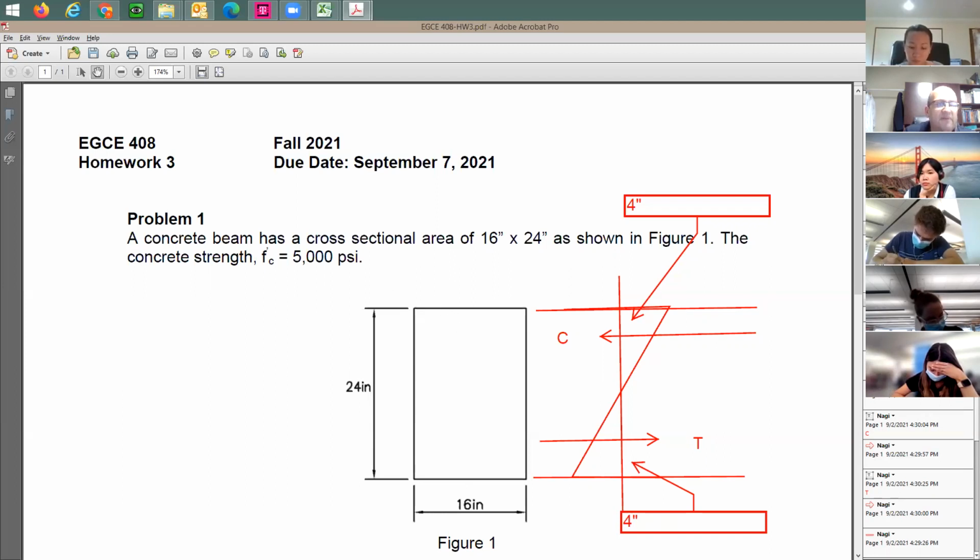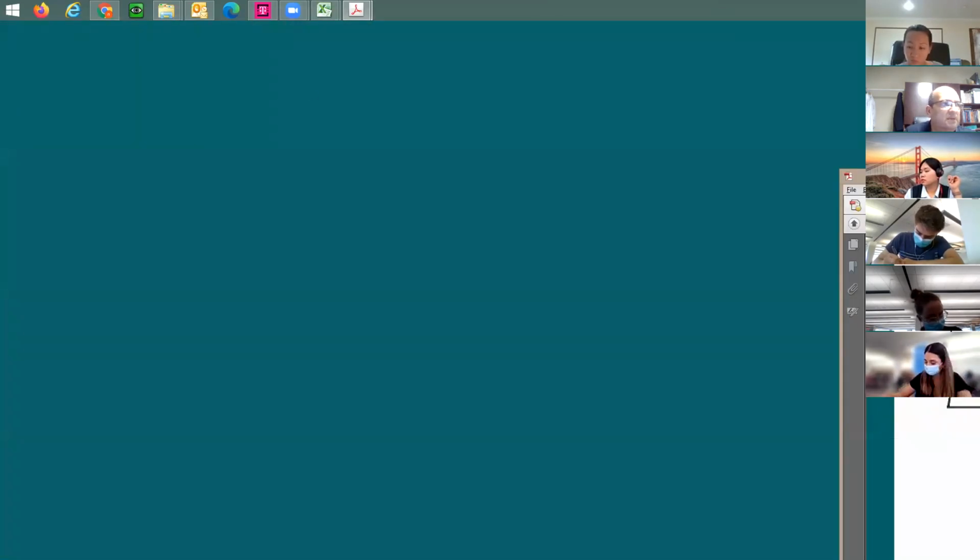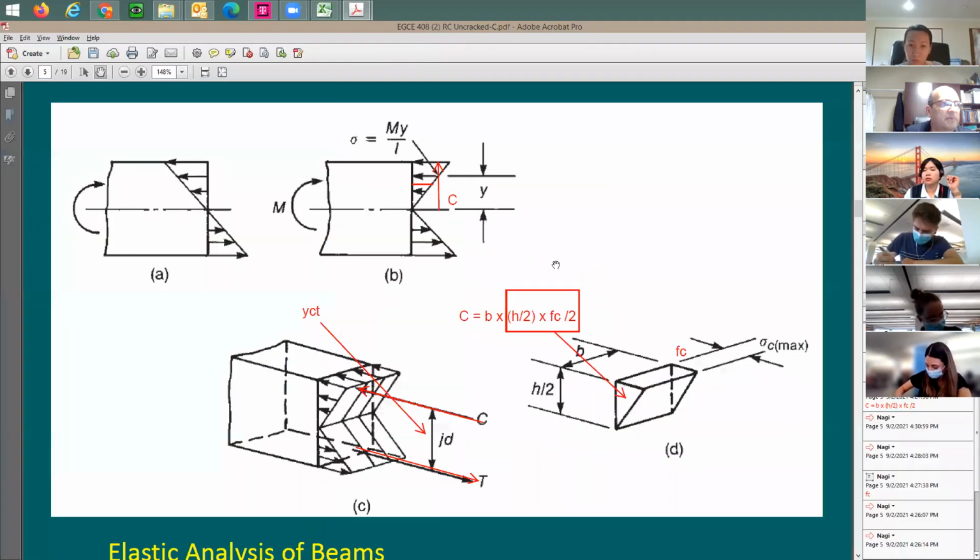Now, this moment that you're talking about, the same cracking moment, the same value, right? So we're going to go back to this slide set and say, where's the cracking moment? I'm going to say cracking moment, and say here, MCR equals to what? It's going to be equal to the tension compression. They're equal to each other, C or T, multiplied by YCT.